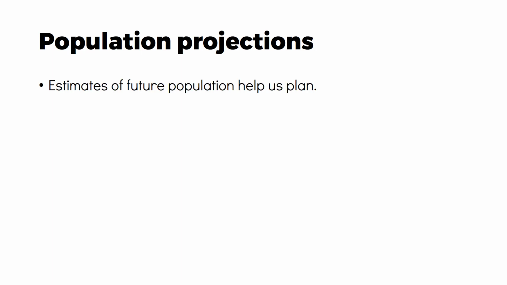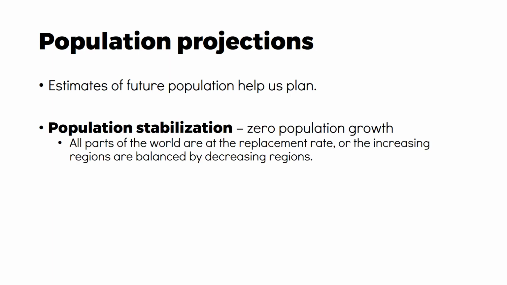Why do we care? Well, estimates of population growth can help us plan. There are two statistics that are important to track. The first is population stabilization. This is zero population growth worldwide. All parts of the globe are at the replacement rate, or the increasing regions are exactly balanced by the decreasing regions.